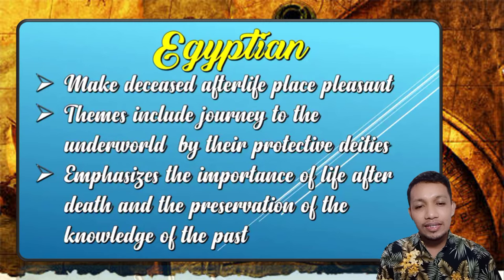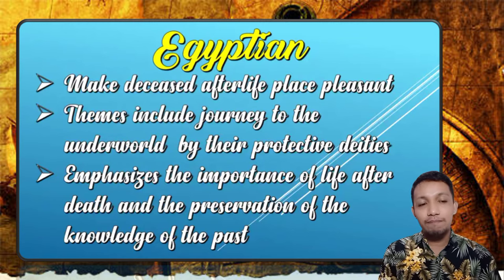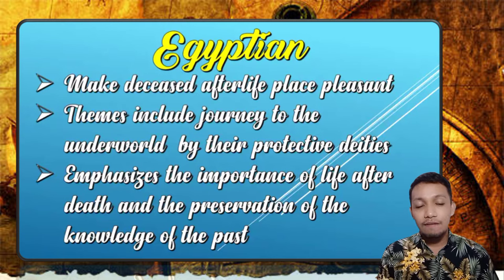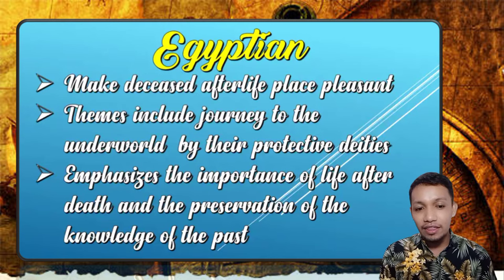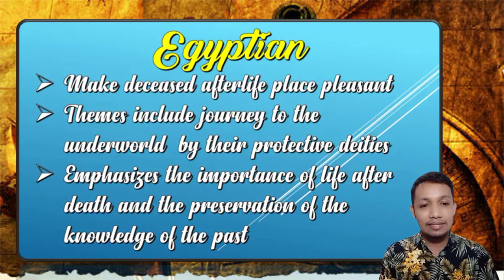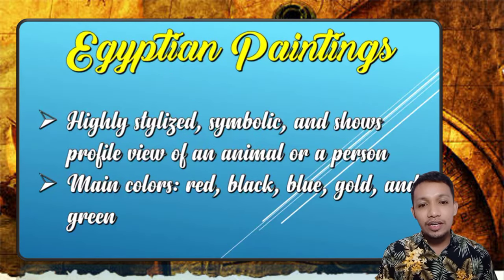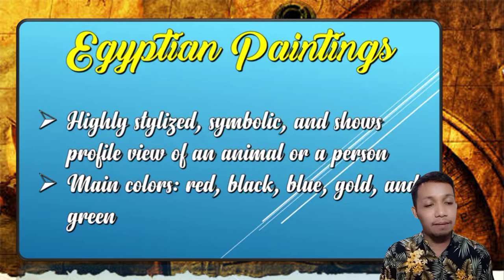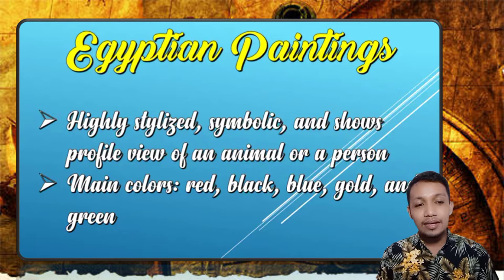Egyptian art is characterized as making the deceased's afterlife place pleasant. Themes include the journey to the underworld by their protective deities. It emphasizes the importance of life after death and the preservation of the knowledge of the past. Egyptian paintings are characterized as highly stylized, symbolic, and showing a profile view of an animal or a person. Its main colors are red, black, blue, gold, and green. These colors have meanings for them.